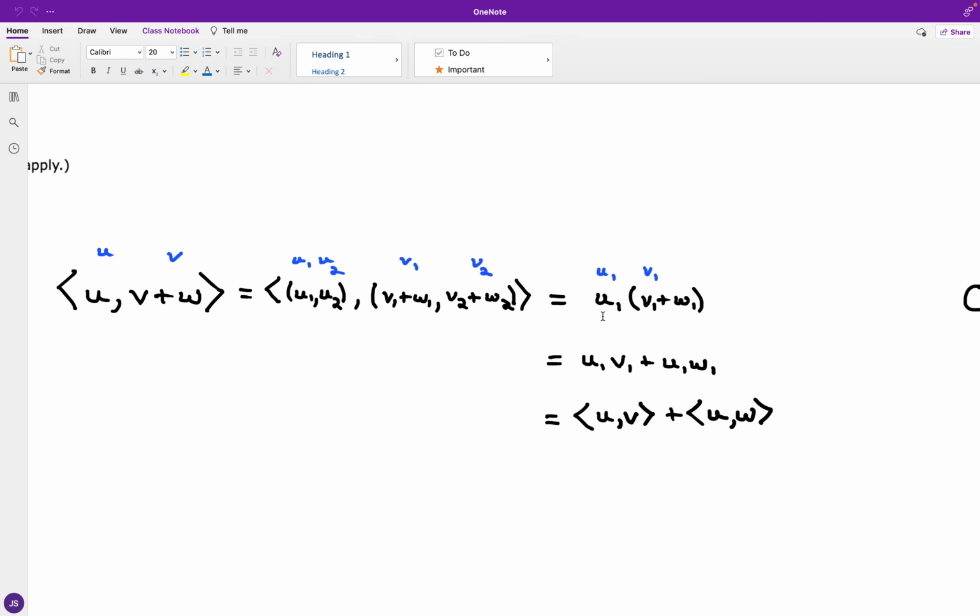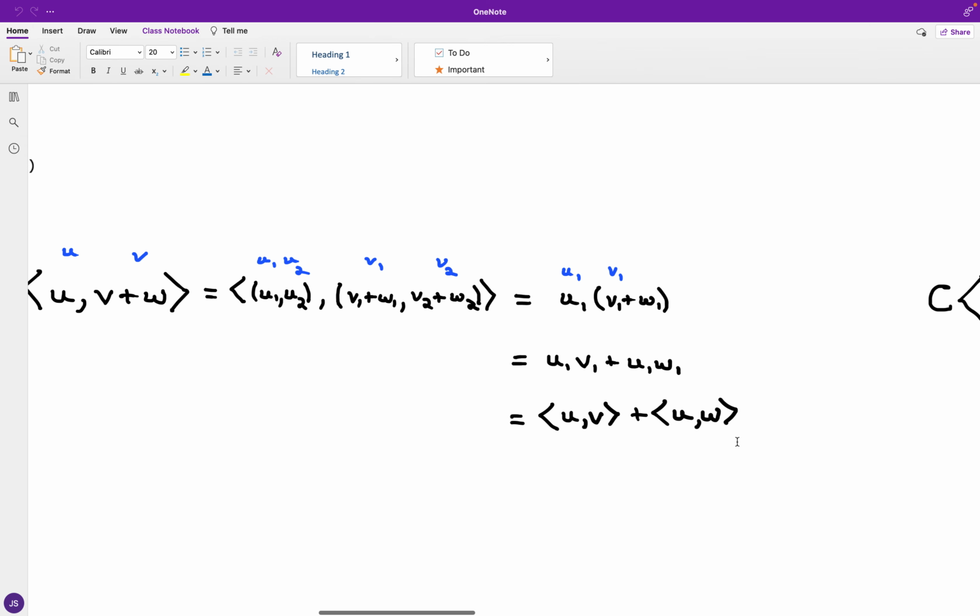Okay, first of all, we have u sub 1 times the quantity of v sub 1 plus w sub 1, and distributing, you have u sub 1 v sub 1 plus u sub 1 w sub 1, and that is going to translate to the potential inner products of u paired up with v and u paired up with w. And so we have the second axiom satisfied.